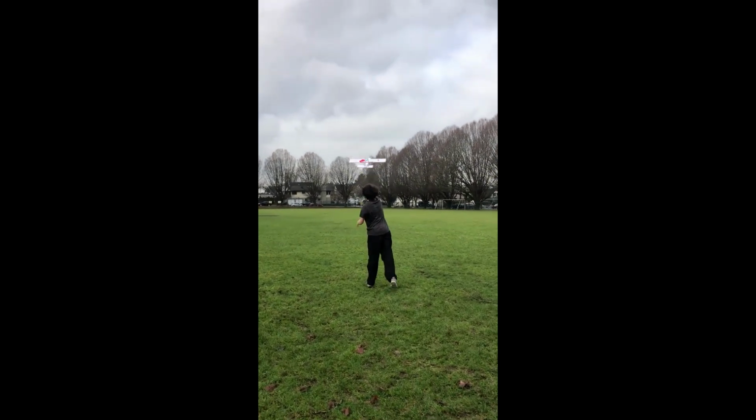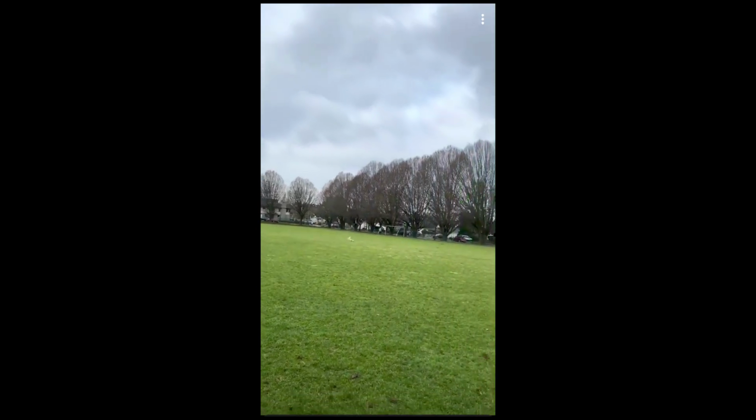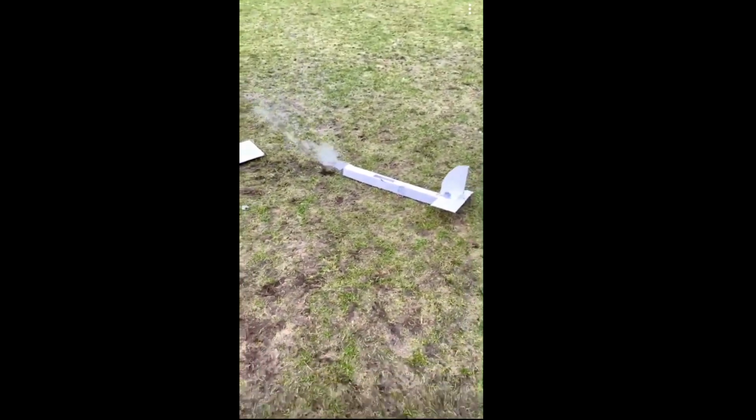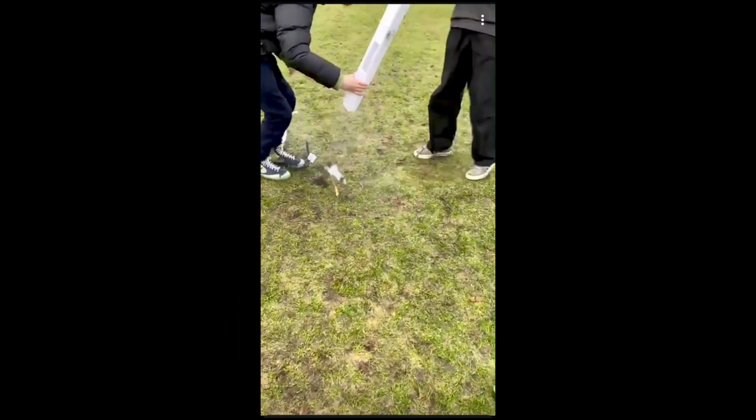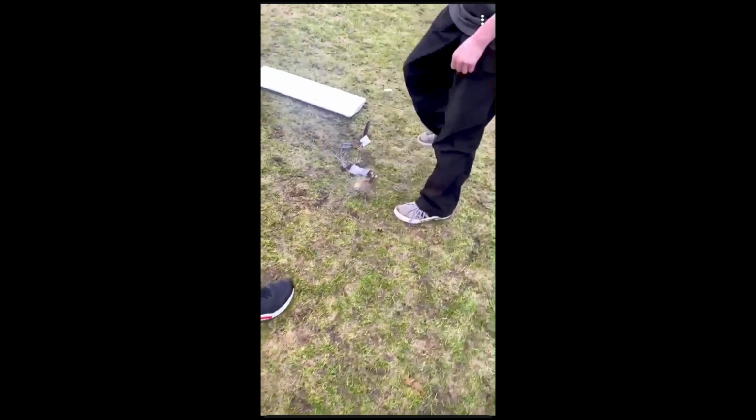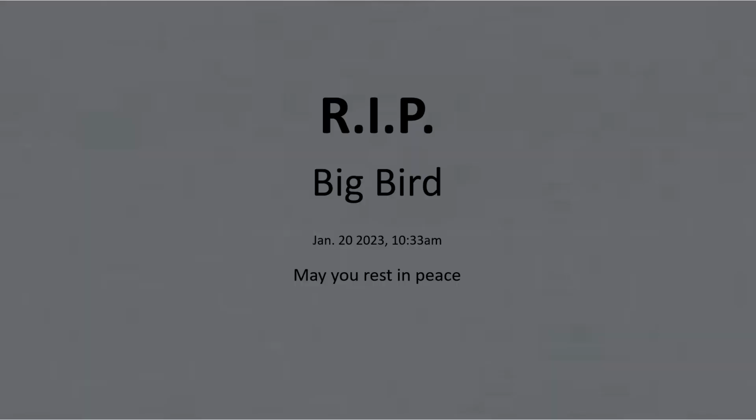We gracefully threw it forward, and it flew for about 5 seconds before crashing headfirst into the ground. As soon as it crashed, we saw smoke coming from the inside of the plane. We picked it up, removed the engine, and looked inside our plane's fuselage. Something had happened and the speed controller had caught fire. January 20th at 10:33 a.m., we had lost all hope for our plane.